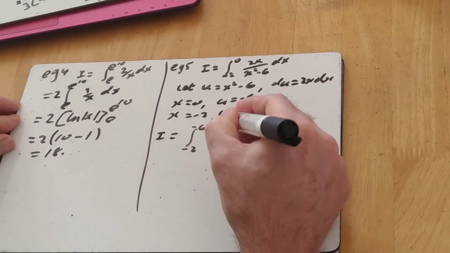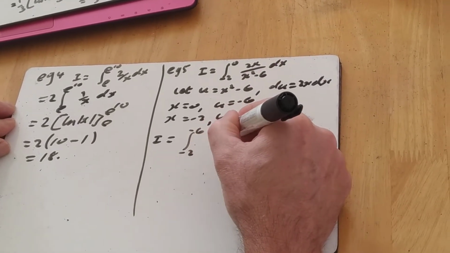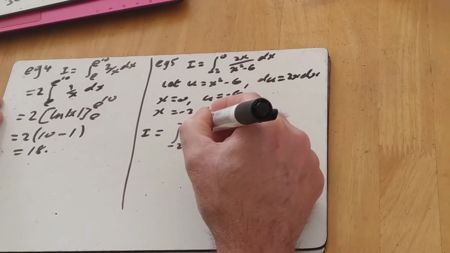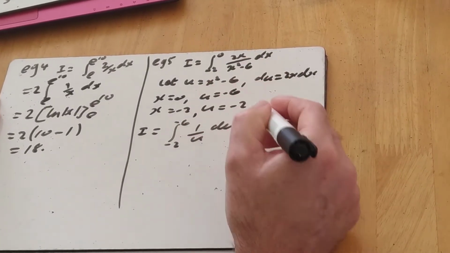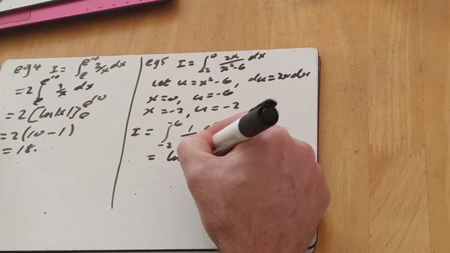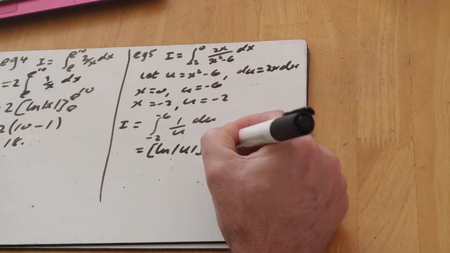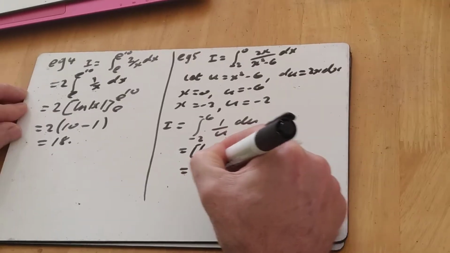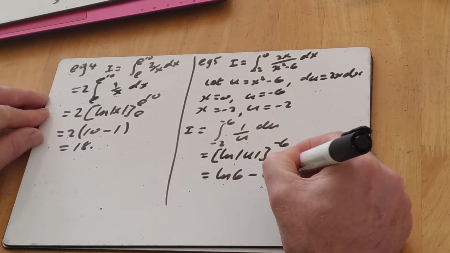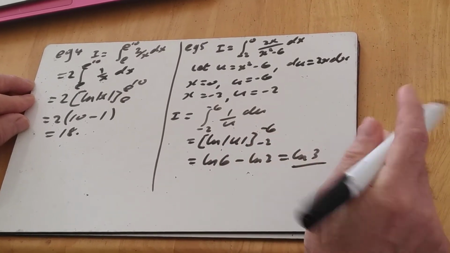minus 2 to minus 6, 2x dx is going to be 1 du, and then 1 over u, x squared minus 6. So it's going to be ln mod u between minus 6 and minus 2, so it's going to be ln 6 minus ln 2, which is ln 3. 6 over 2 is 3.